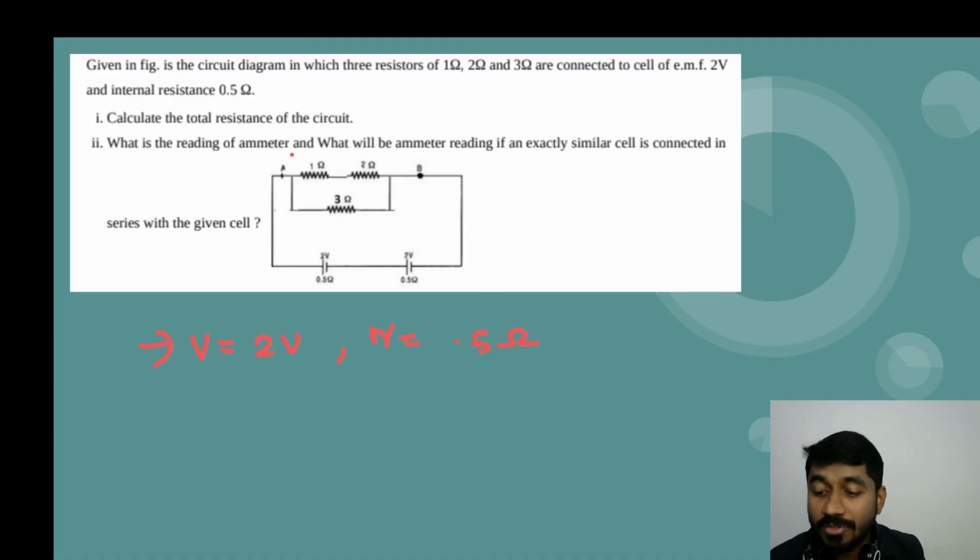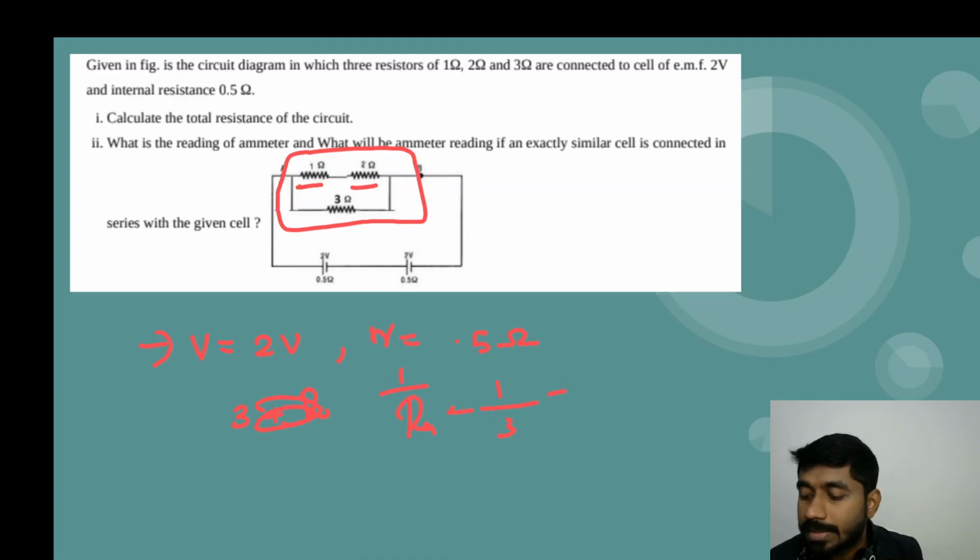Calculate the total resistance. So first you find the effective resistance of these. 1 ohm and 2 ohm are in series, so that is 3, and this 3 is in parallel with the other 3. So the effective resistance: 1/R = 1/3 + 1/3 = 2/3. So the effective resistance is 3/2, or else you will get it as 1.5 ohm. Understood? And here a 2 volt cell is connected and there is a 0.5 ohm internal resistance. So the total effective resistance is 1.5 + 0.5 = 2 ohm.